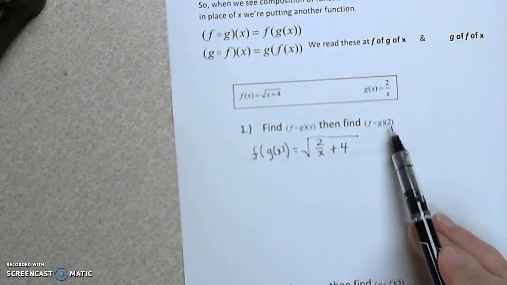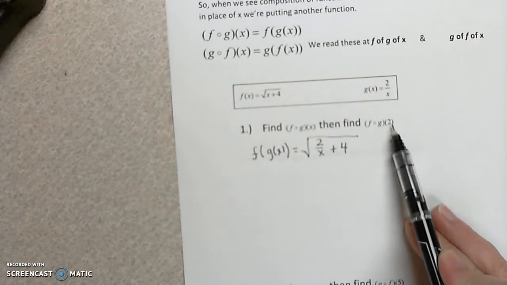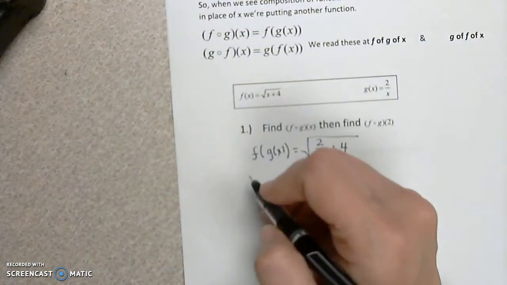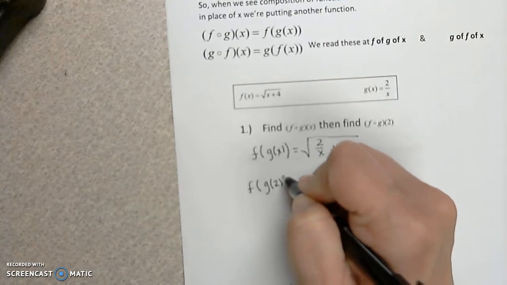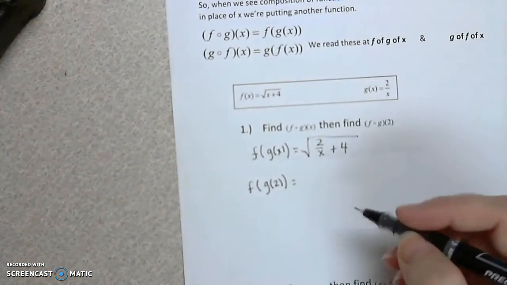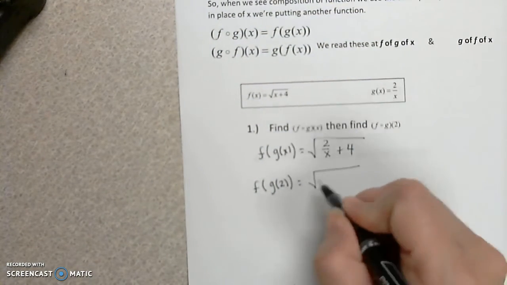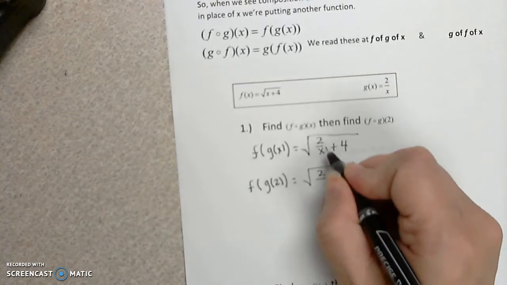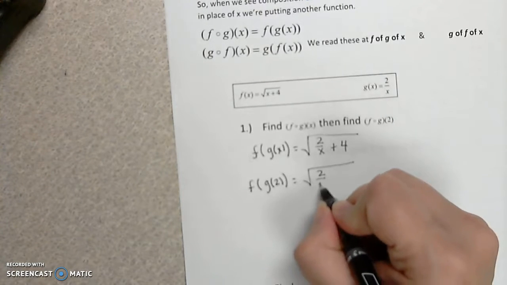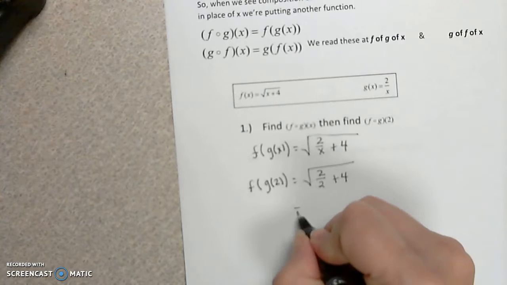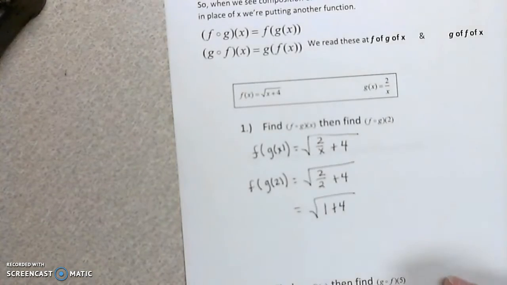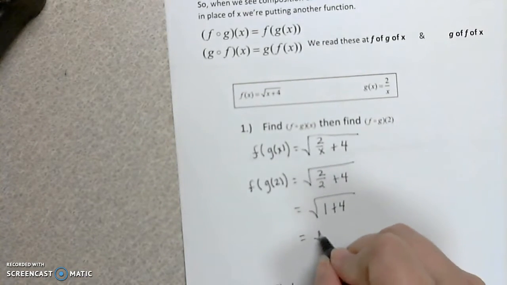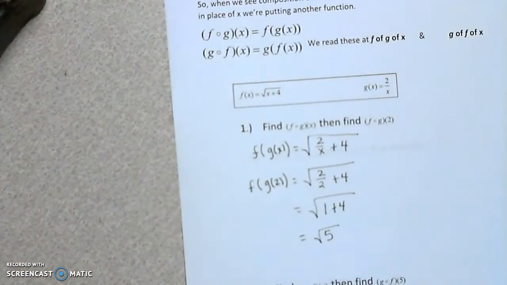Then what I want to find is the value of that function when x is 2. So I want to find f of g of 2 like this. Everywhere there's an x, I'm going to put a 2. So here, instead of writing the x, I'm going to write a 2. 2 over 2 is 1, plus 4. And 1 plus 4 is 5. So the value of that function would be the square root of 5.